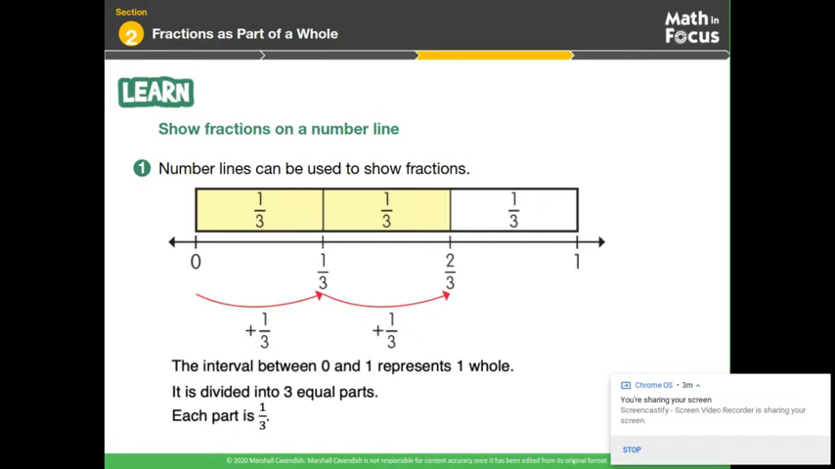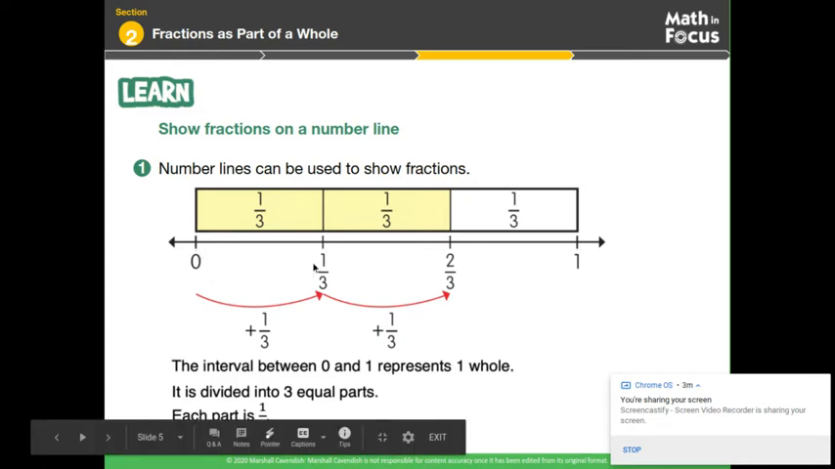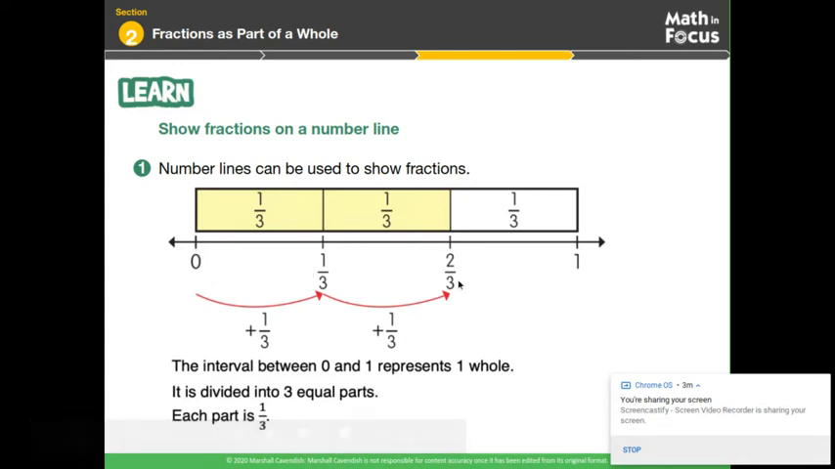The number line is divided into 3 equal parts. This is a part, 1 part, 2 parts, 3 parts. Just like the rectangle model is divided into 3 equal parts, the number line is too. We call each part 1/3. So from 0 to the first part, that's 1 part out of 3. The fraction that names this tick mark is 1/3. This is the second part out of 3. So the fraction that names this tick mark is 2/3.